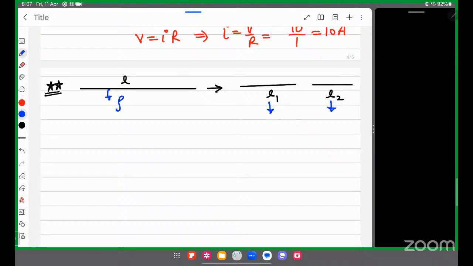What will be the answer? Anyone? If I have a wire of length L with resistivity rho, and then I cut it into two pieces or more than two pieces with different lengths L1 and L2, now the question is, what will be the resistivity for the wire with length L1 and L2? Anyone?